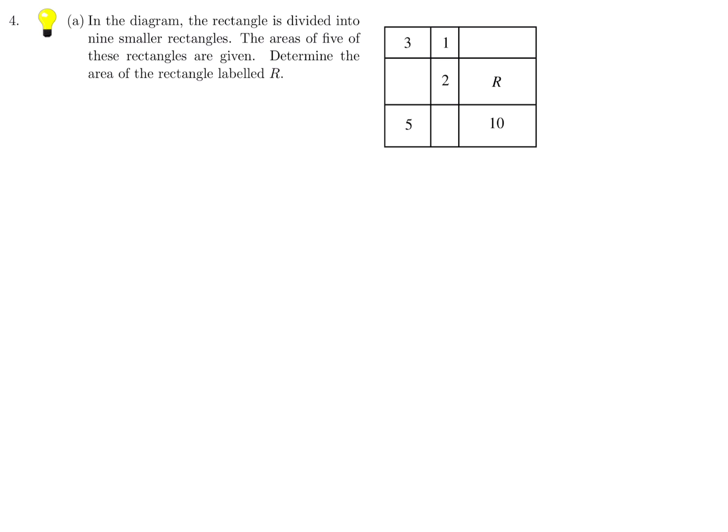In the diagram, the rectangle is divided into 9 smaller rectangles. The areas of 5 of these rectangles are given. Determine the area of the rectangle labeled R. All right.